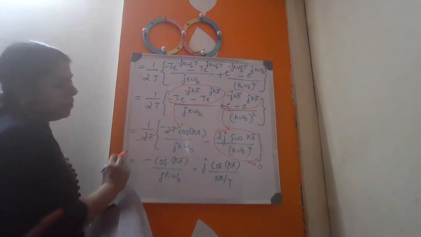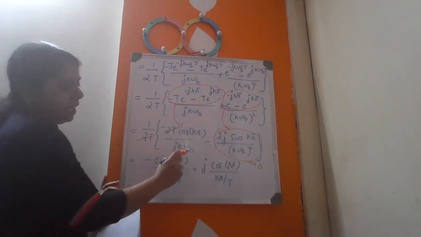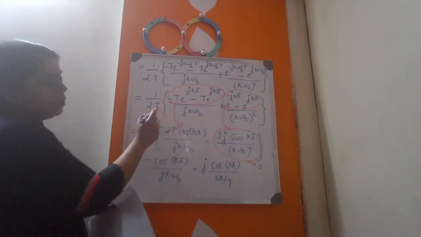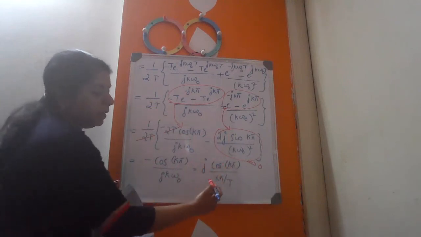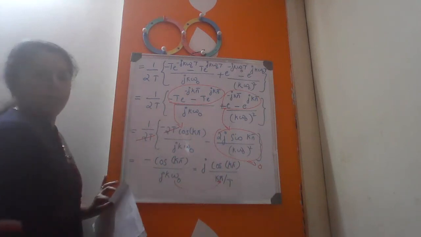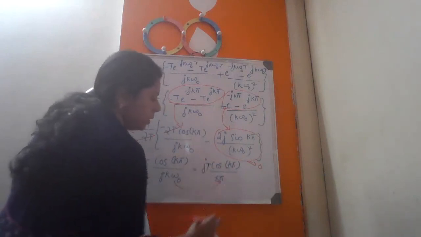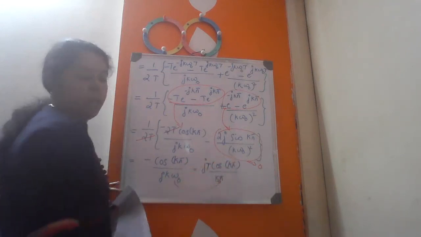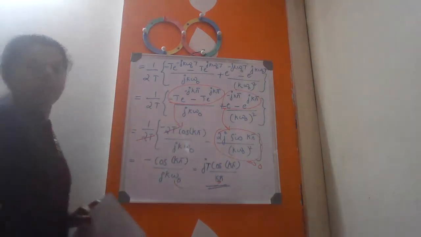So I can write it as x of k is equal to minus cos k pi divided by j k omega naught. In order to cancel this minus, I am taking this j to the numerator. So I'll get j cos k pi divided by, I substituted the value of omega naught, it is k pi by t. Or I can write it with this t going to the numerator side: j t cos k pi by k pi. So this is the answer for x of k.